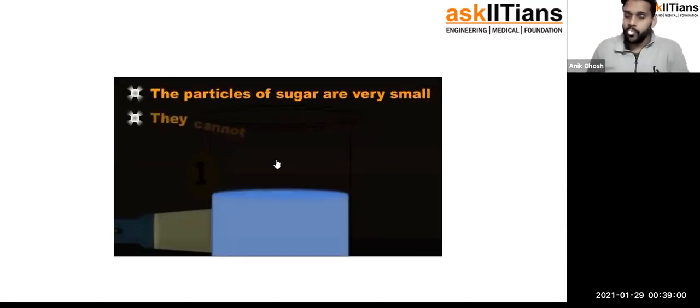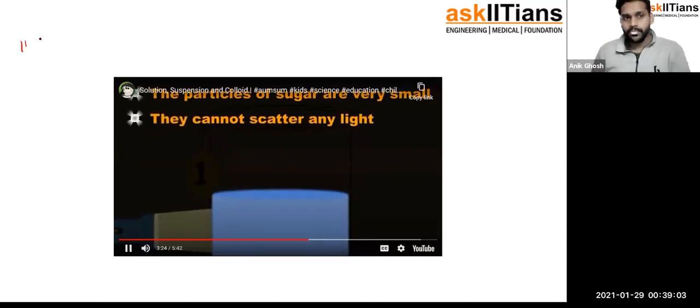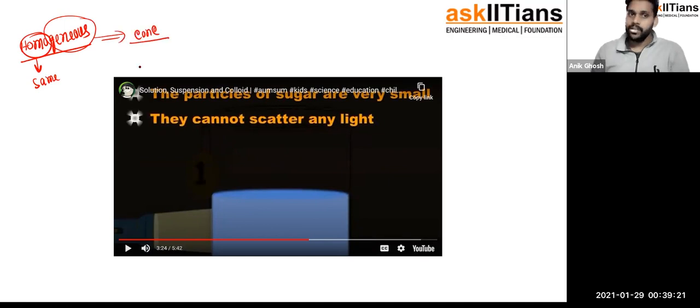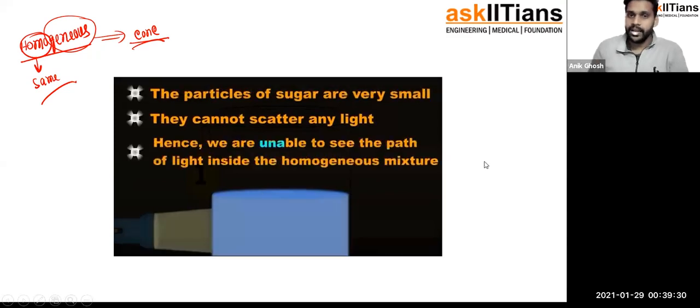In the homogeneous mixture, the word consists of two syllables, okay? So here the homo word means same, isn't it? And this genius is coming from the word genity, from where we call it the concentration. Okay, when all the constituents have the same concentration, we call it a homogeneous solution. They cannot scatter any light, so we are unable to see the path of the light. That is called the Tyndall effect.